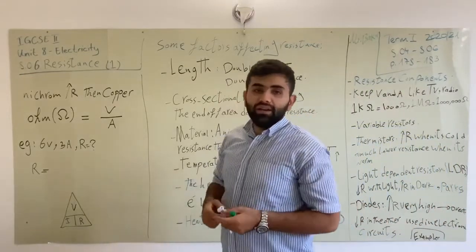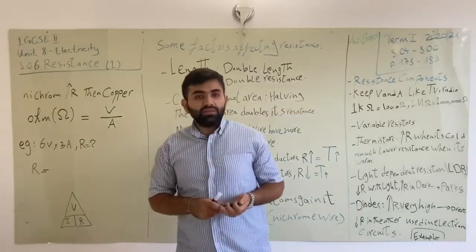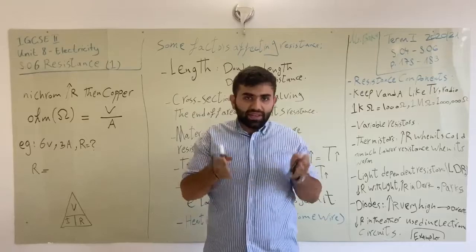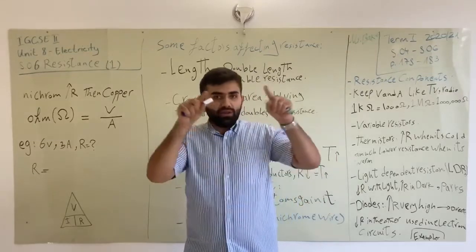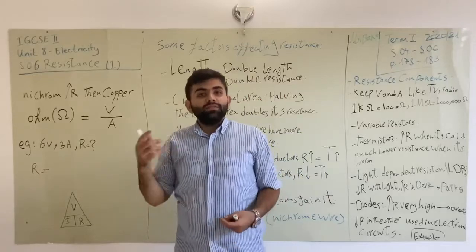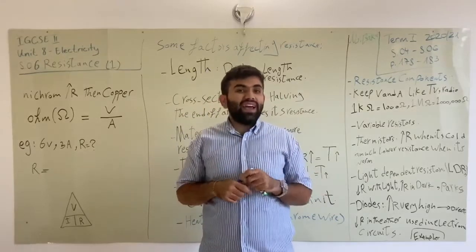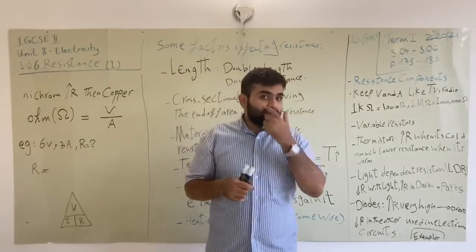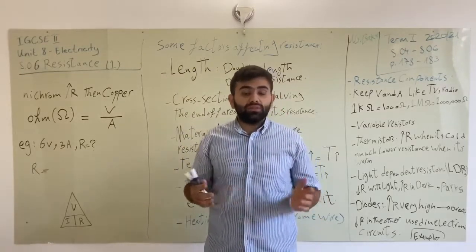For example, I have a normal circuit, I have the cell, then I have the lamp, and it's going back with the connecting wires to the battery. So we say the connecting wires, they have what? Resistance. But it's low if the connecting wire is copper.